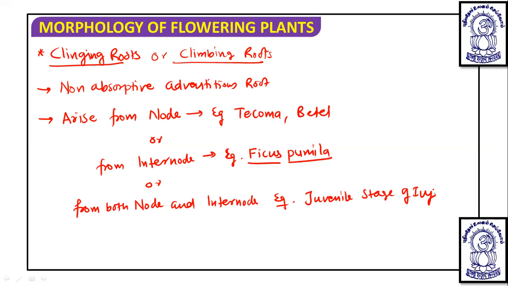So this clinging or climbing root helps in climbing. If some weak plant wants to reach a height, then it can use the stem of another plant, and by clinging on to it, by attaching to it, it can reach the height. So it is helping in climbing, and that is why they are known as climbing roots. The function of climbing roots is to help in climbing of such types of plants.